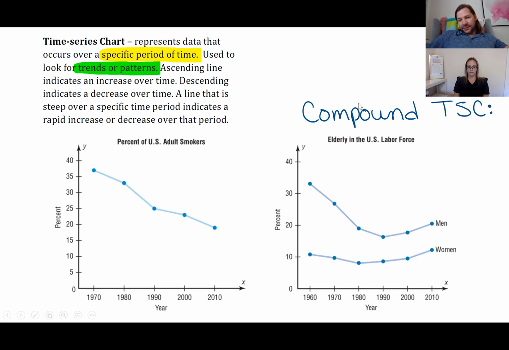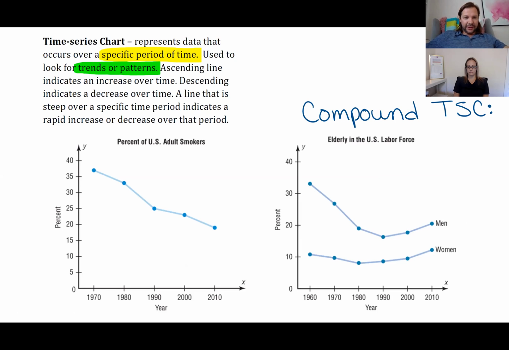You can also use compound time series charts. That's where you just put multiple time series charts on the same chart. Here we have one for men and women. So this is the elderly in the US labor force. And I guess the trend looks like it was going down until about 1990, and now it's going up for both men and women. I bet you it goes even further if you were to look at 2020.